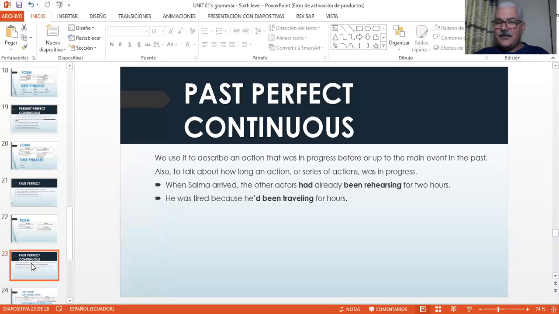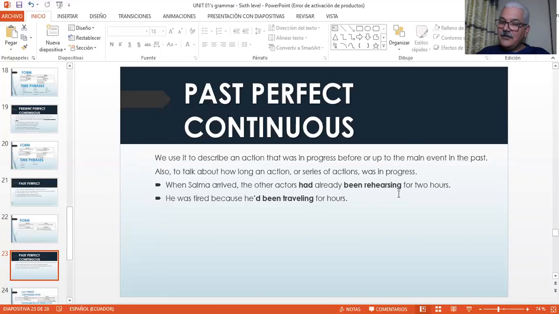But there is a past perfect continuous, as we explained for the present. That is a past action, which is perfect with a beginning and end, and then seeing its movement in its progress. So we use it to describe an action that was in progress before or up to the main event in the past. We also use it to talk about how long an action or a series of actions occur in progress. For instance, when Salma arrived, the other actors had already been rehearsing for 2 hours.